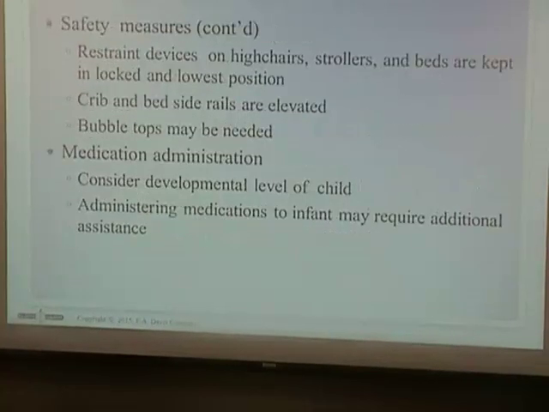And they talk about administering medications to the infant may require additional assistance. What do you think they're talking about there? When I read that, I always think that they mean holding the kid down. Yeah. You know, like forcing him to take it. I'm not the force kind. I would never force anybody to take anything. I've got to figure out a way to trick them into it.